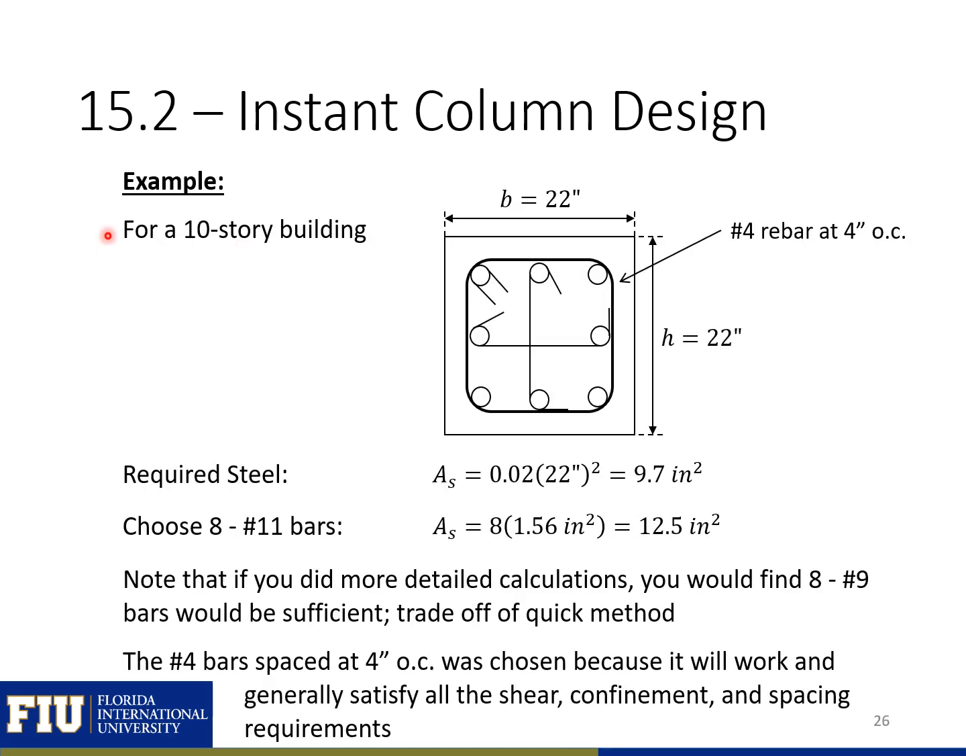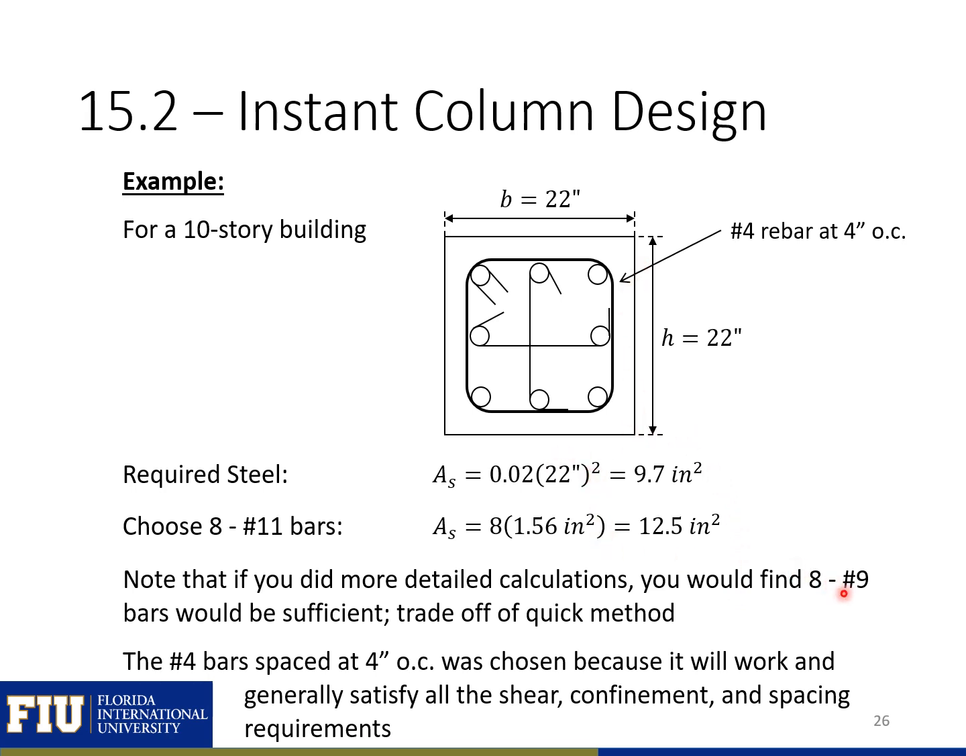So for a 10-story building, we would need a 22 by 22 inch column, and we would need steel about equal to 0.02 times 22 inches squared, or about 9.7 square inches. If we use 8 number 11 bars, we'll get a little bit more than what our required steel is, so we'll start there. Note that if you were to do a more detailed calculation and use the moment axial interaction diagram, you could find that about 8 number 9 bars would be sufficient. But this is a quick way to get an approximate column size and number of bars.